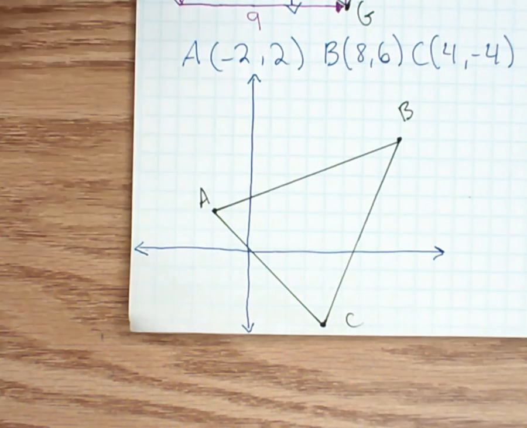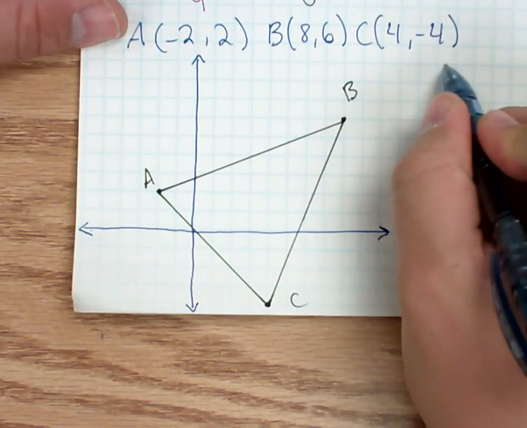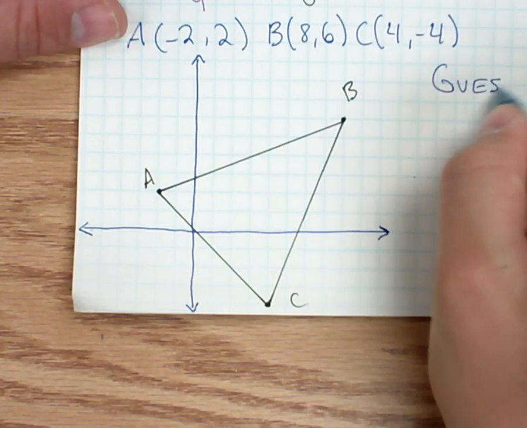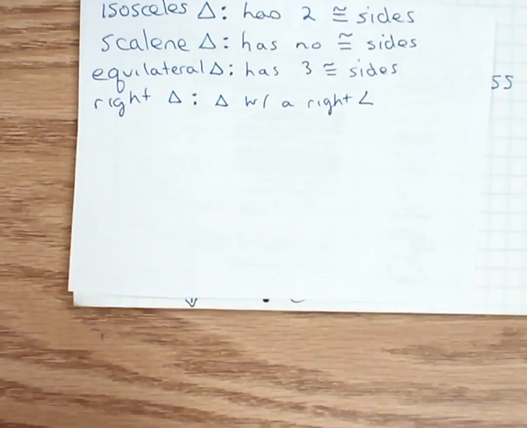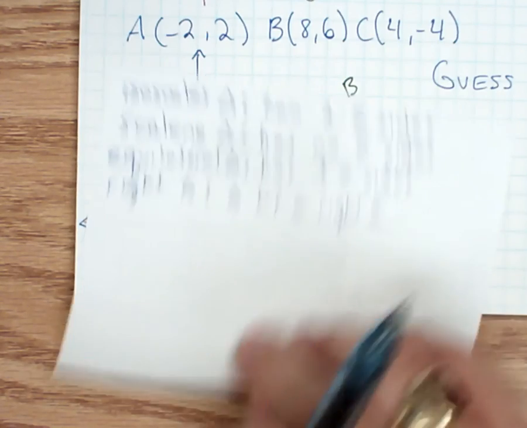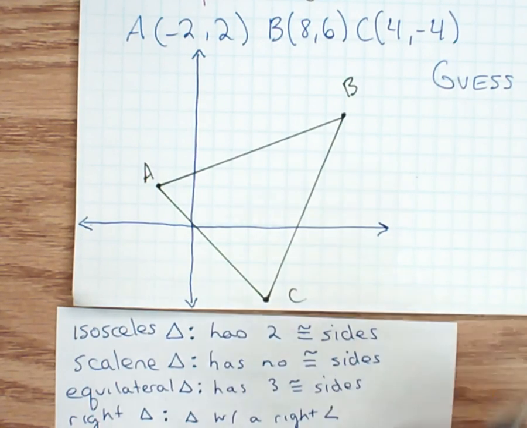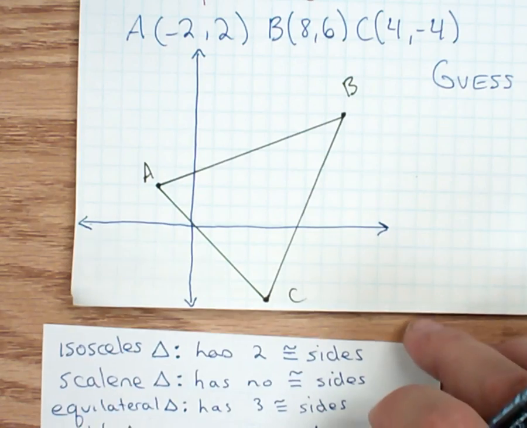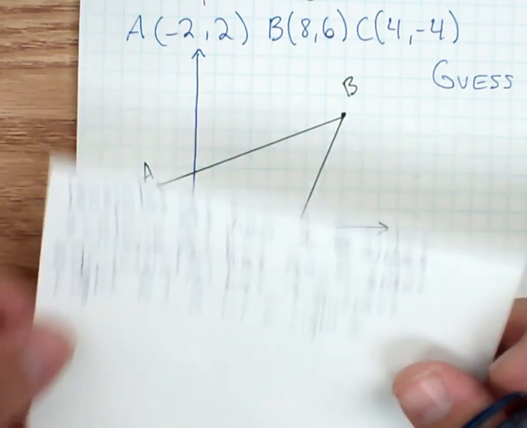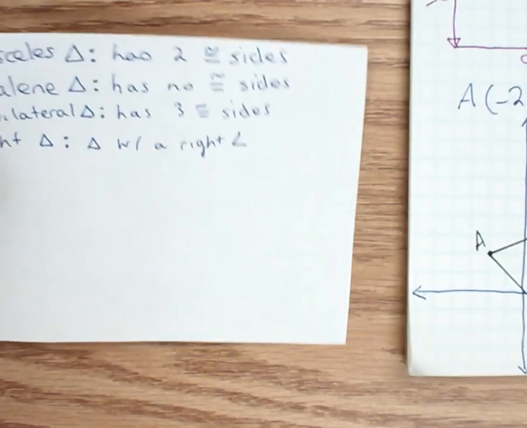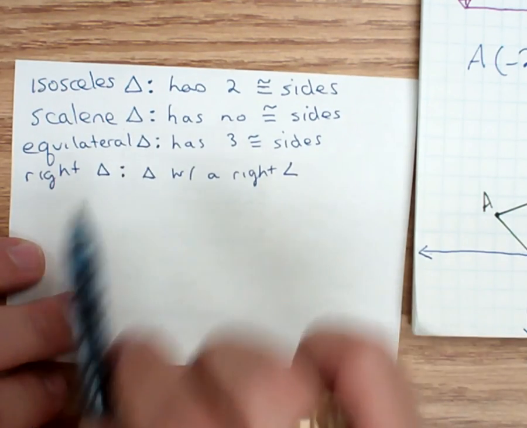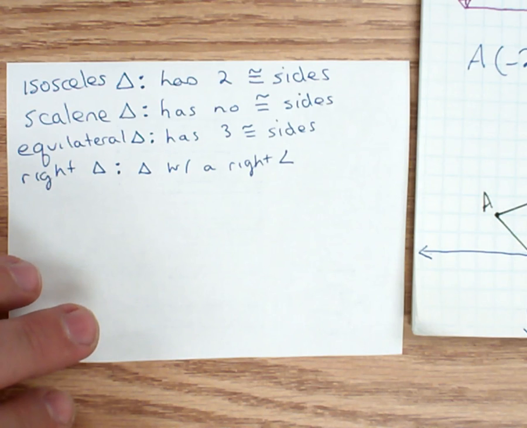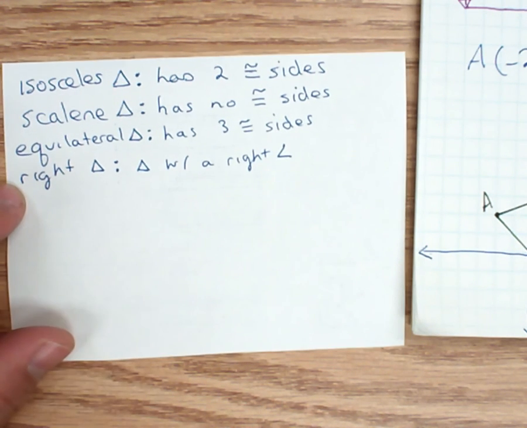All right, so let's make our guess. I think it's a triangle. Really? I think so too. Now we have to decide what type of triangle. Do you see any right angles? Oh no, it's just a regular triangle. So now we have to decide between these triangles. We have isosceles, scalene, equilateral, or right angle. Well, it's not right.